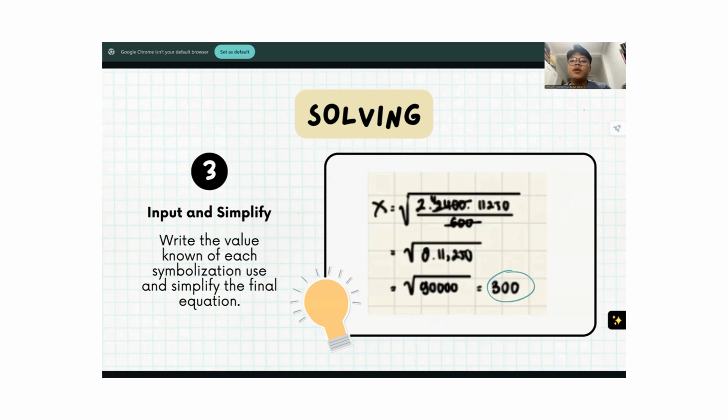Okay, so here we get to the final equation. Write the known value of each symbol used and simplify the final equation. X will be equal to the root of 2 times 2400 times 11,250 divided by 600, and there we get the root of 90,000, and the result will be 300.